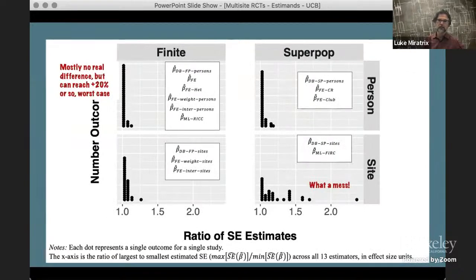If we divide all of our estimators by type of estimator, finite versus superpopulation, person versus site, we see in the top left that across all of the finite person estimators, all the standard errors are basically the same. For the superpopulation site, we can get a great deal of variation in the standard errors.